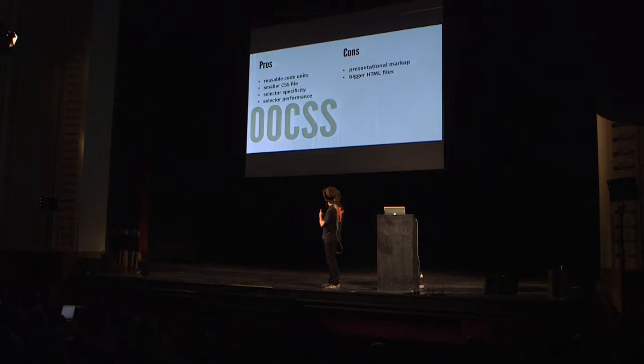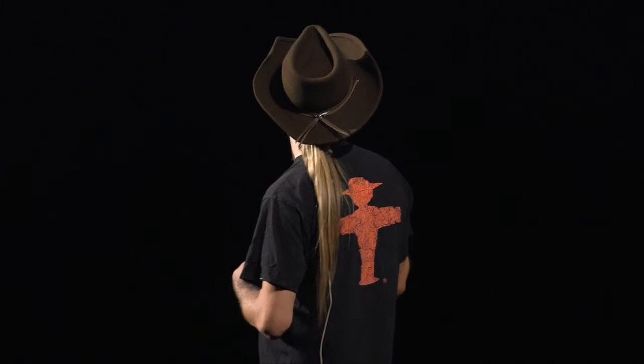So the pros of OOCSS might be reusable code units. That's what they're aiming at. You will have a smaller CSS file, okay? Selector specificity is not a thing because all those class selectors have the same specificity, obviously, if you use only one class. Selector performance, yeah, if you only have one selector and not compound selectors, it would be more performant. Okay. But you have presentational markup, and you have bigger HTML files with all those classes in it. And you have one style sheet, which you throw over to the client once, and then it's in the cache. But you have several HTML files, maybe for your website.